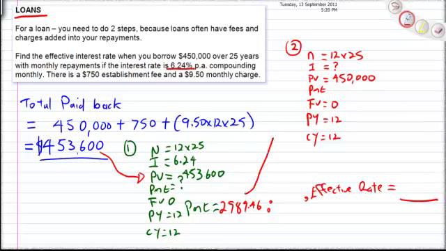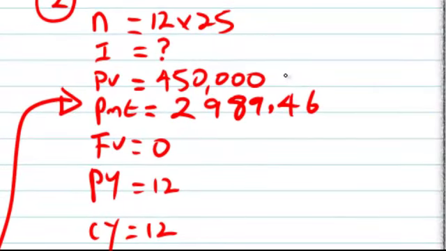Now this number comes in here for our payment. So we grab the 2989.46. That becomes our payment. Our future value is 0. Our payments per year are 12, compounding periods per year 12. And notice that our PV now becomes 450,000, because now we're saying if we have to pay back 2989.46 on the loan, which is actually only for $450,000, what's the interest rate on that? So we want to work out what I is.